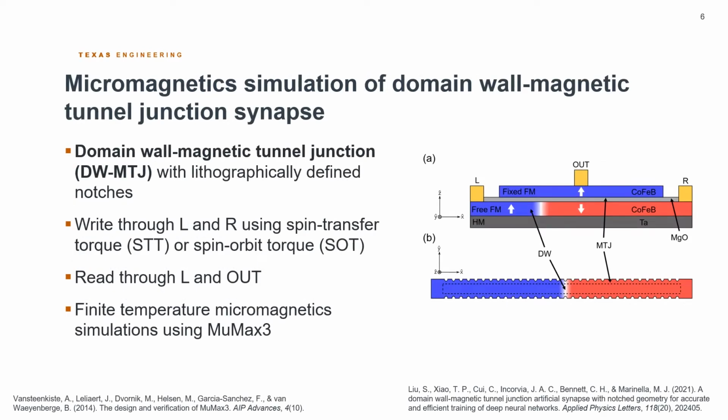Here, shown in the figure, we have a domain wall magnetic tunnel junction device with lithographically defined notches. The weight of the synapse is effectively simulated by the location of the domain wall in the free ferromagnetic layer. You propagate this domain wall by applying a current through the left and right terminals, applying either spin transfer torque or spin orbit torque, depending on the existence of a heavy metal layer. And you read by applying a current through the out terminal through the MTJ stack. And so this device is characterized using finite temperature simulations in MuMax3.